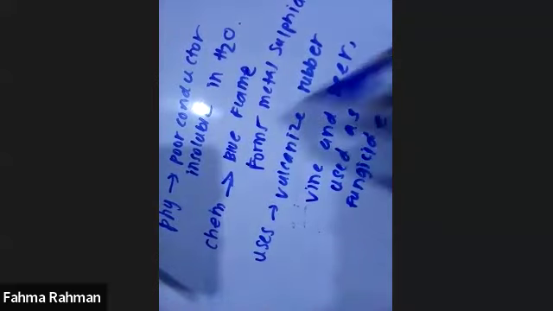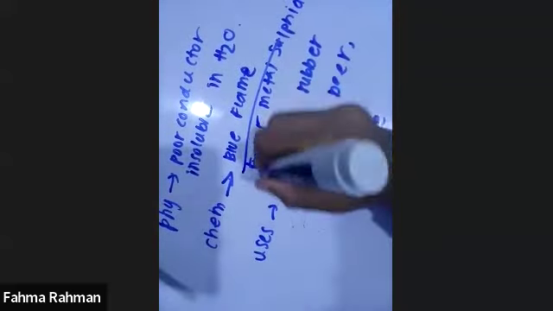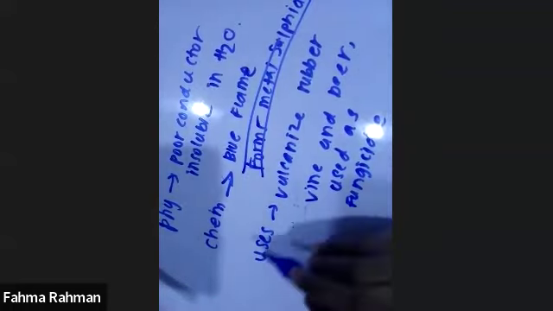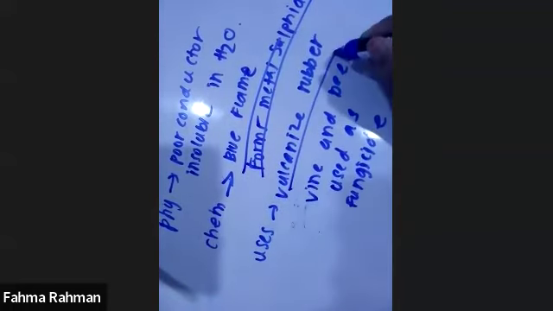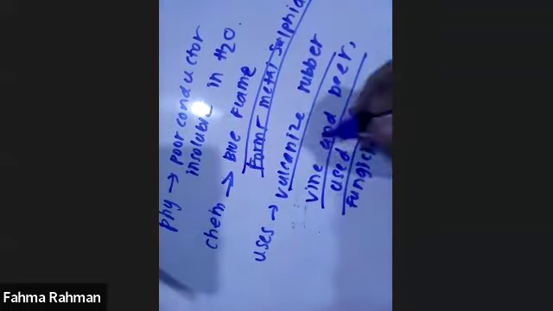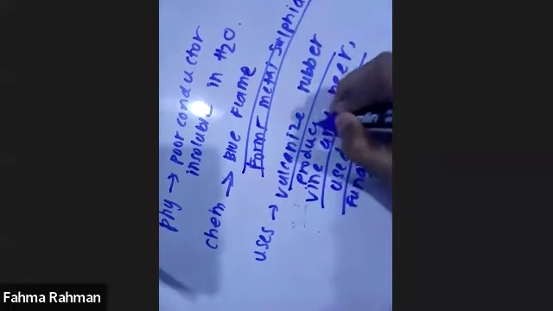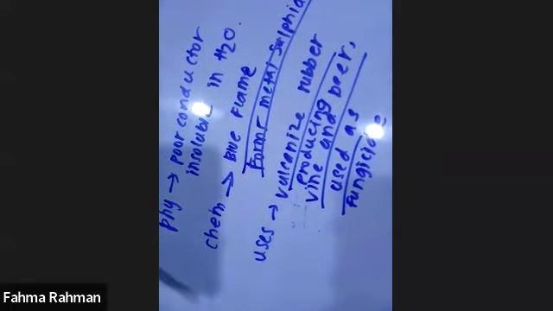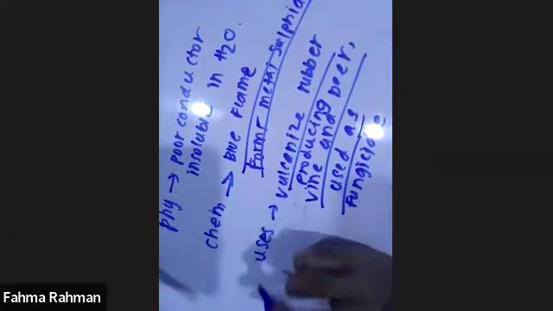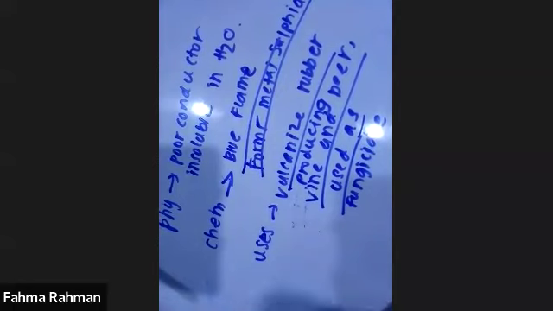If you take the chemical properties, it has a blue flame and forms metal sulfide. If you take the uses of sulfur: vulcanized rubber, wine and beer production, and it is used as a fungicide. These are the uses for sulfur.